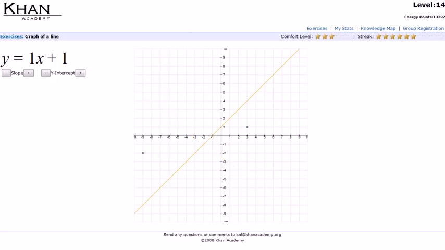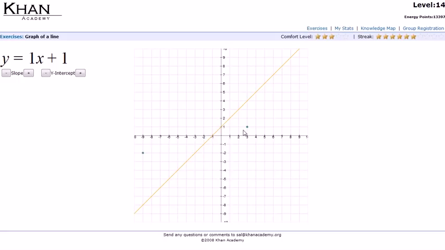Let's do another one. This is a fun module because there's no wrong answers. You can just keep messing with it until you eventually get that line to go through both of those points. But the idea is really to give you that intuition that the slope is just what the inclination of the line is, and then the y-intercept is how far up and down it gets shifted.